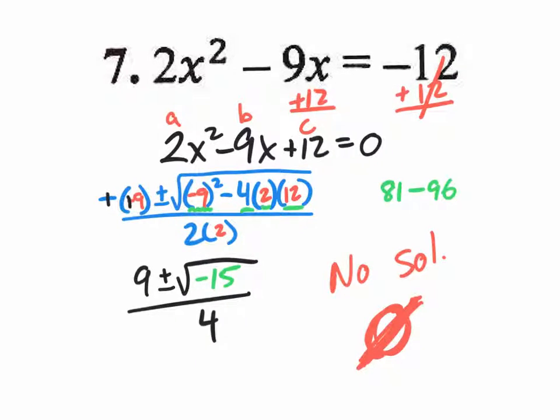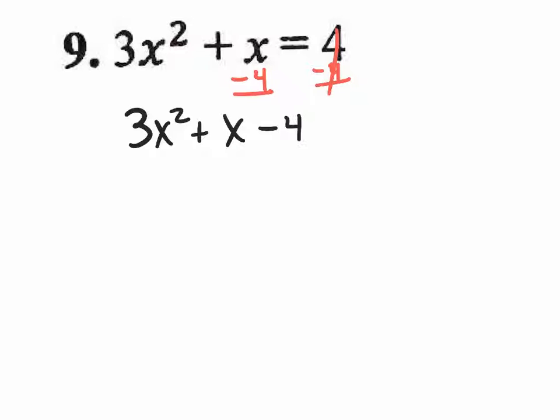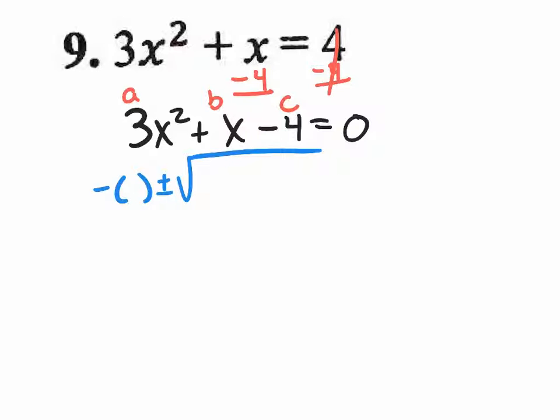Okay, let's move on to number 9. Again, you can't do this until it's in standard form set equal to 0. So let's get rid of that 4. Subtract 4. We do to one side, do to the other. Rewrite the whole thing. 3x squared plus x minus 4 equals 0. Now you could identify your a value of 3, your b value of 1, and your c value of negative 4. And you could plug it all into negative b plus or minus the square root of b squared minus 4 times a times c, all divided by 2 times a.